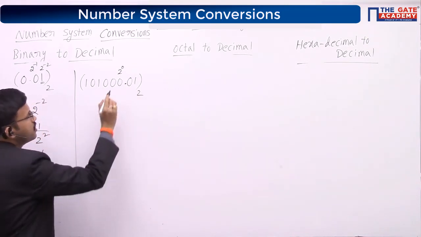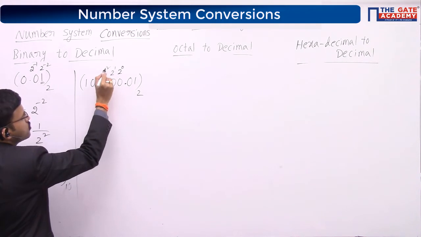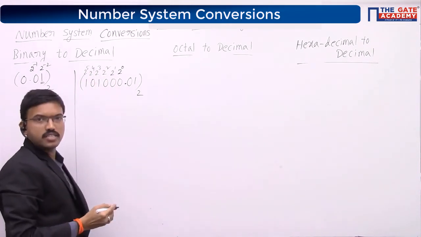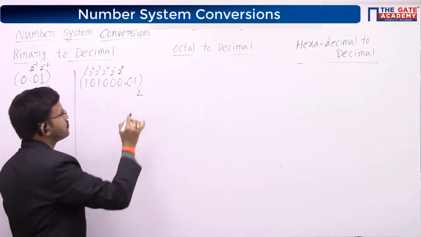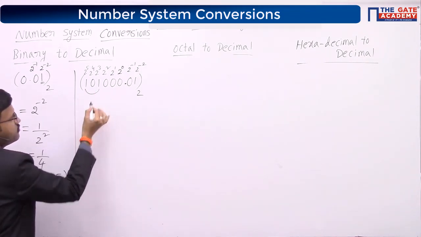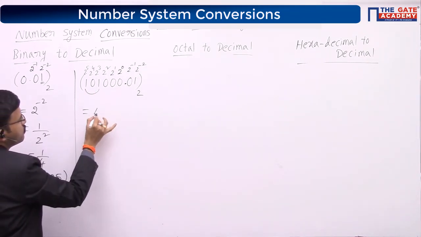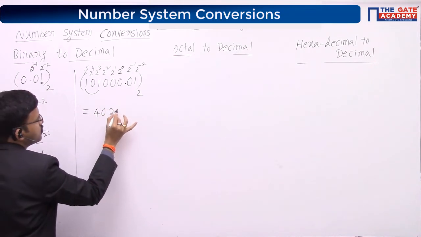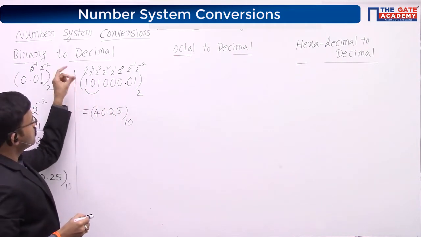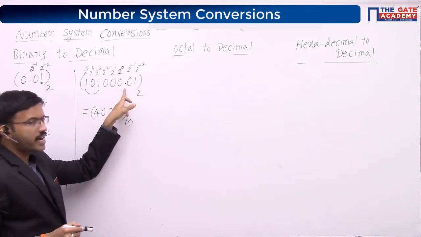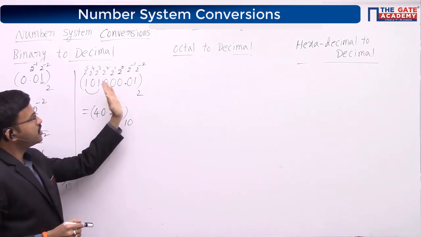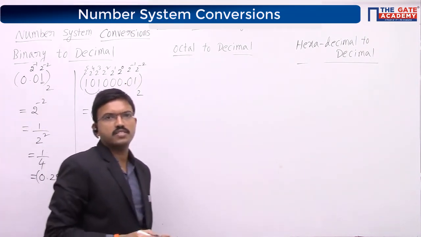Here base is 2: 2 power 0, 2 power 1, 2 square, 2 cube, 2 power 4, 2 power 5. For the fractional part, you put negatively increasing powers of 2, like 2 power minus 1, 2 power minus 2, like that. So here we already found out, for the integer part we got 40, for the fractional part we got 0.25. So if you are directly having the real number, directly you can put the position weights like this. Start from the radix point to the left, increasing powers of the corresponding base. For the right hand side, negatively increasing powers of the base, like that.